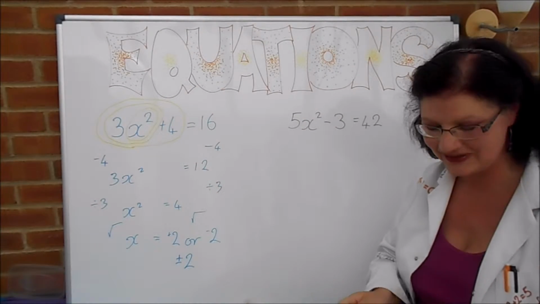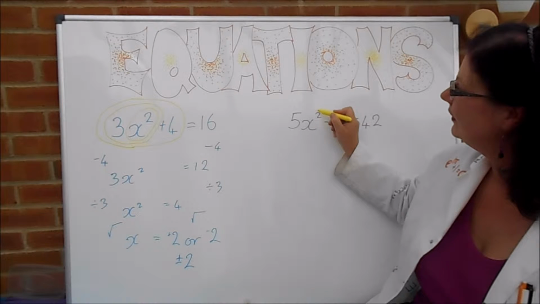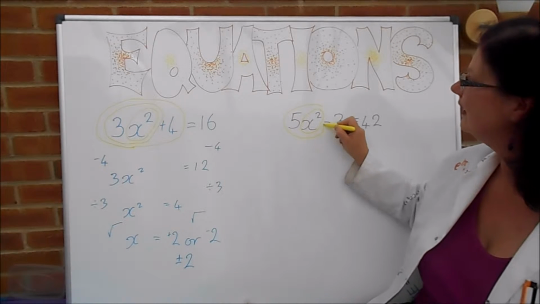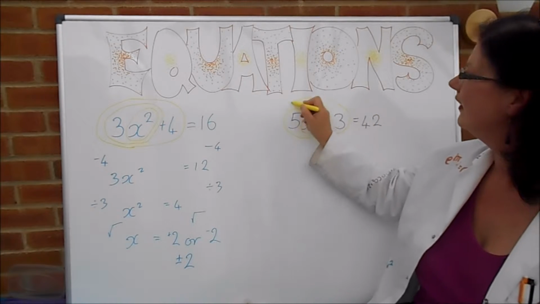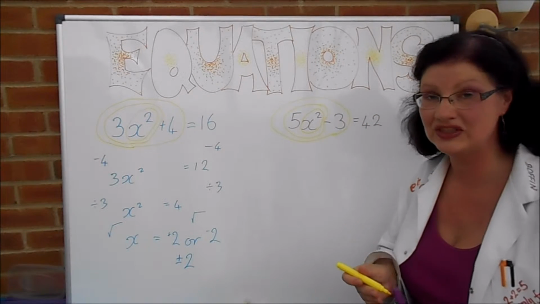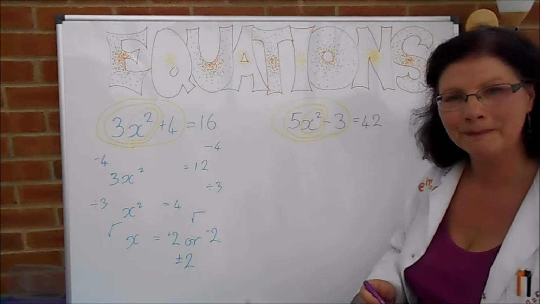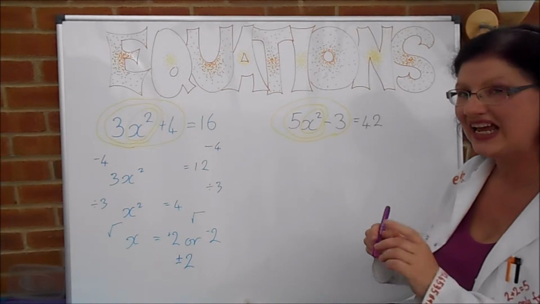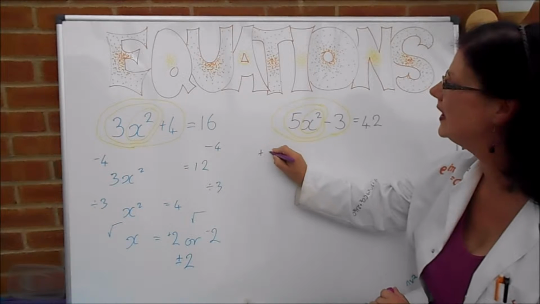Right, let's start by identifying the layers. Again, the squared is the closest in layer, and then the multiply, and then adds and subtracts. So it's just the same as the blue one over there. So, getting rid of the outer layer first, we're going to add 3. I hope you added, not take away.